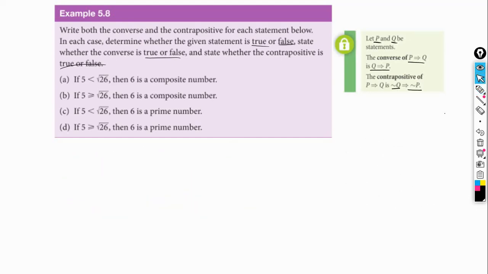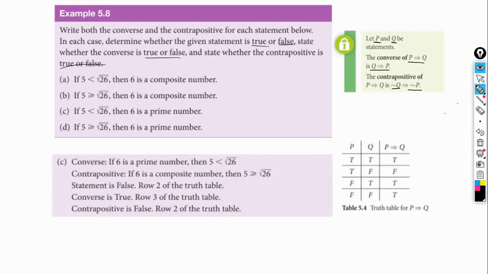So now let's take a look at C. And it says, if 5 is less than the square root of 26, which is a true statement, then 6 is a prime number, which is false. So the converse is going to be, if 6 is a prime number, false statement, then 5 is less than the square root of 26, true statement. The contrapositive, if 6 is a composite number, this is true, then 5 is greater than the square root of 26, which is false. So the statement is false.